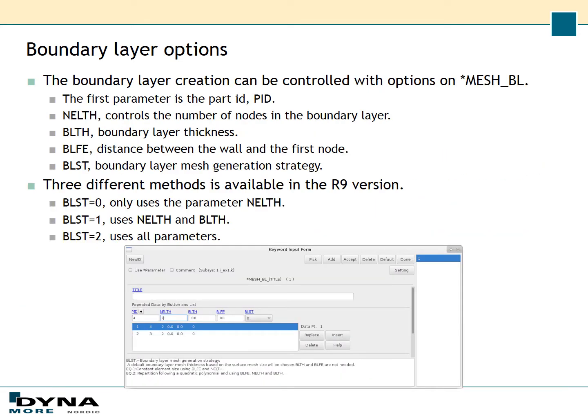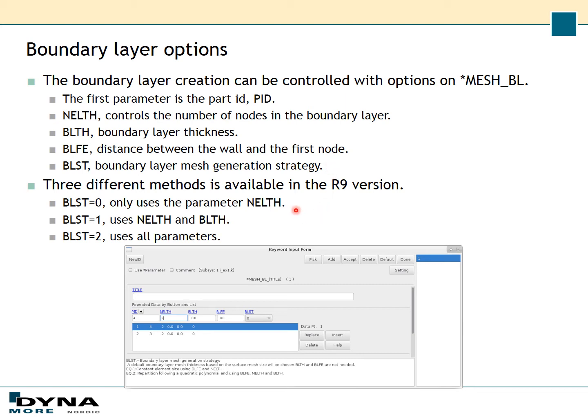You can control the boundary layer options on the keyword mesh_BL. The first parameter is the PID, which controls from which part the boundary layer will grow. Then you have the NELF parameter, which controls the number of nodes in the boundary layer. And then you have a parameter for the boundary layer thickness, and then a parameter for the distance between the wall and the first node. And then you have a parameter that controls the method that is used when creating the boundary layer.